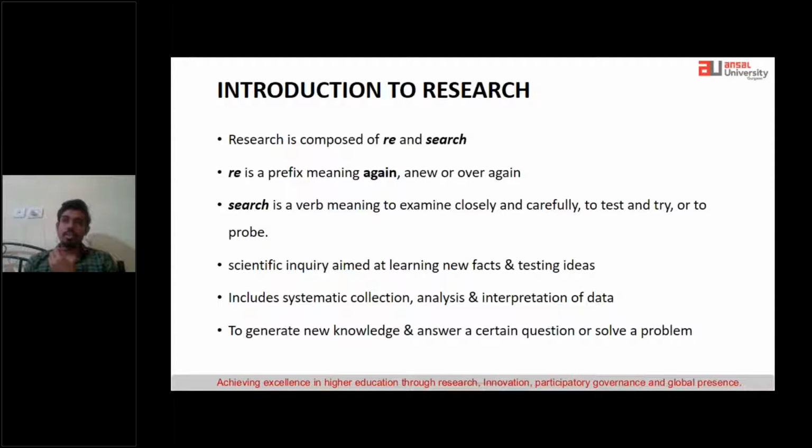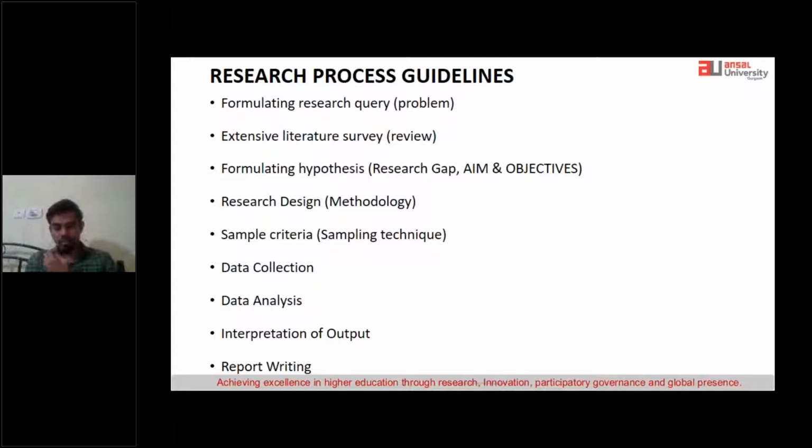So it is mainly on adding new concepts, or adding new information, to the existing research. This slide is very important, because it gives you an insight into how you can start, or from where the research starts and where it ends. So for any research, if you look into these research process guidelines, you will understand. I have put some bullet points here.